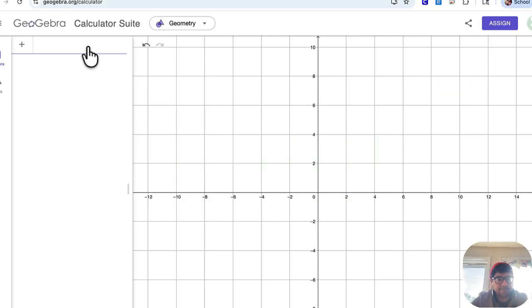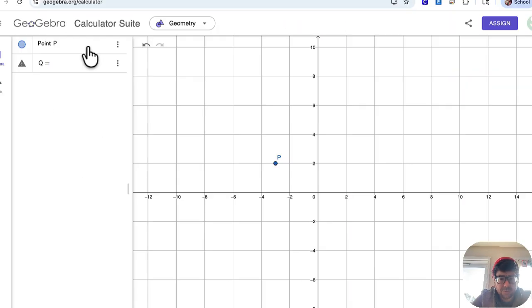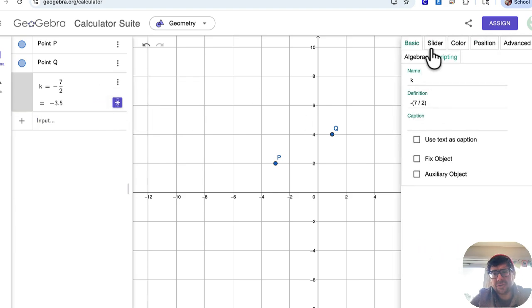So let me try to remember that. So type in that point. (-3, 2), I think it was. Yep. And Q, sorry, is (1, 4). Okay. So here is the point Q, here's the point P. And our scale factor, I'll say k equals -7 over 2. And you can turn this into a slider so you can change it.